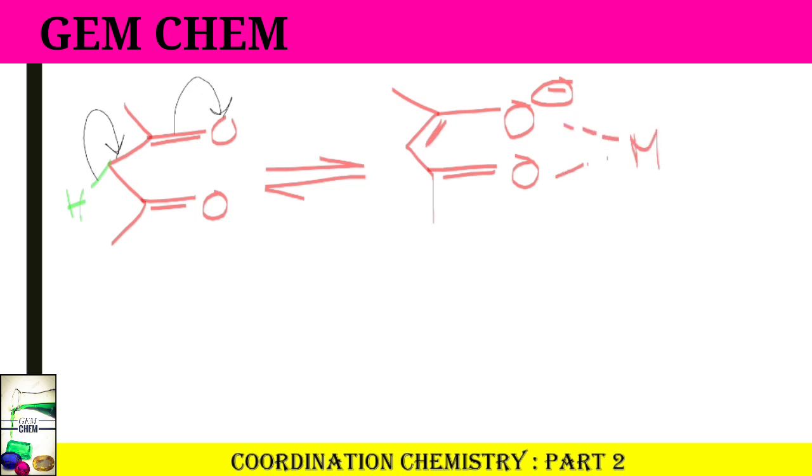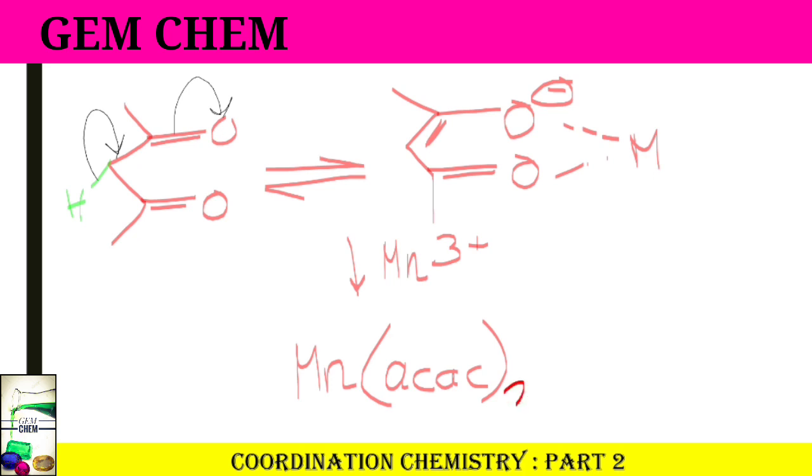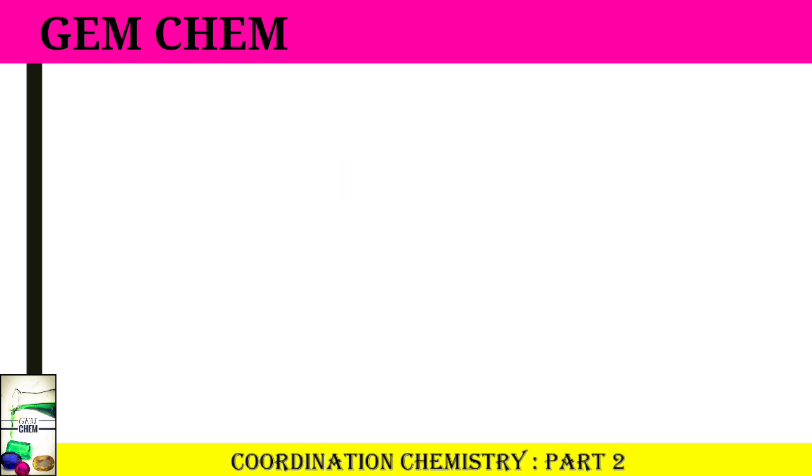One example of such a complex is with Mn3 plus, and the complex will be Mn(acac)3. Acetyl acetone is represented as acac. Since this is bidentate, we will have 3 of them to complete the octahedral geometry. Now let us see the next one.